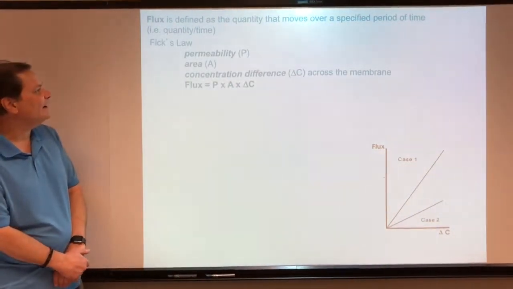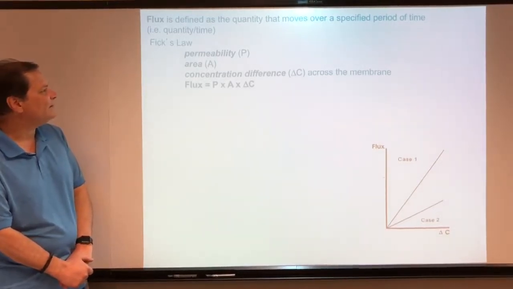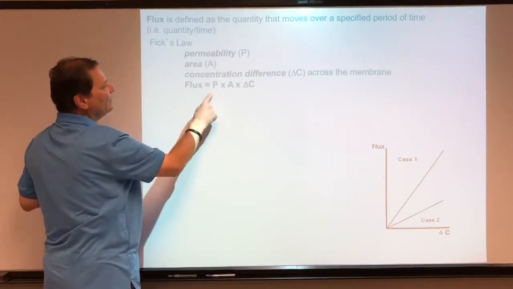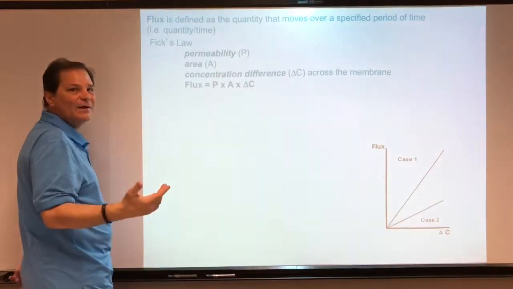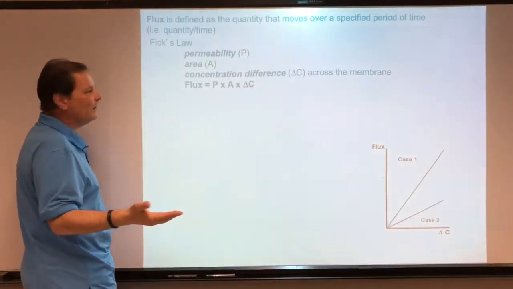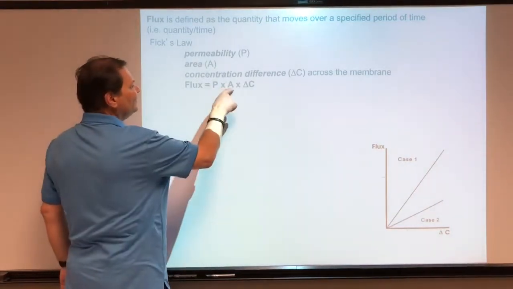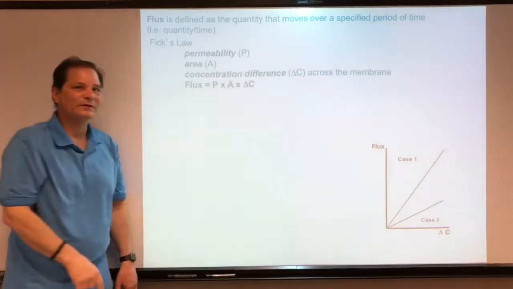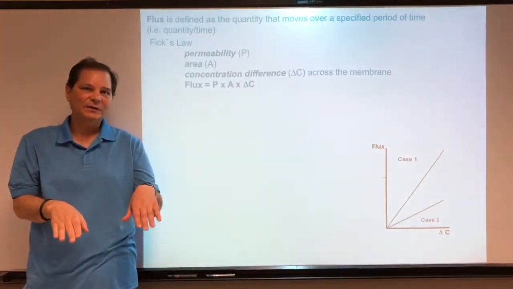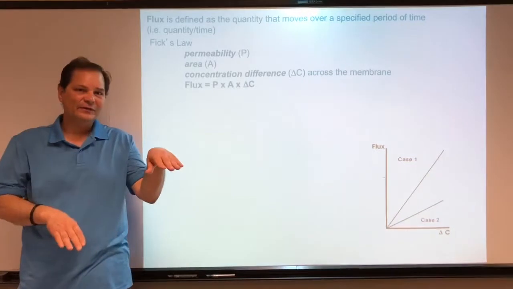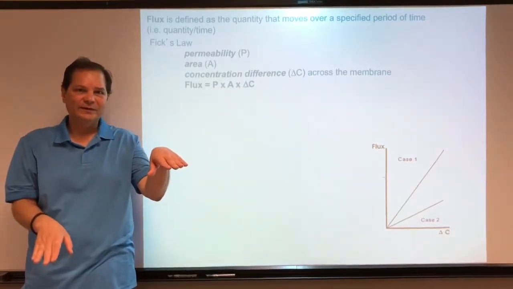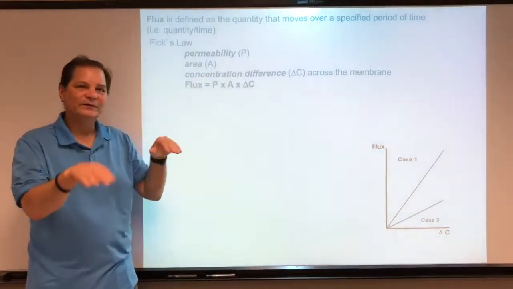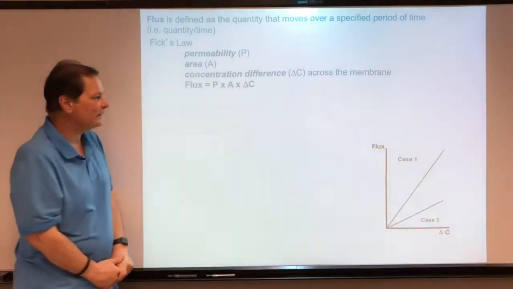Fluxes can be calculated by using Fick's law. So the flux is equal to P, the permeability of the molecule, that is a measure of how easily that molecule gets across the membrane, times the area of the membrane, A, times the concentration difference. So the bigger the difference in concentration, let's say, on the outside of the cell relative to the inside of the cell, the bigger the flux, okay? Big differences across the membrane drive bigger fluxes.